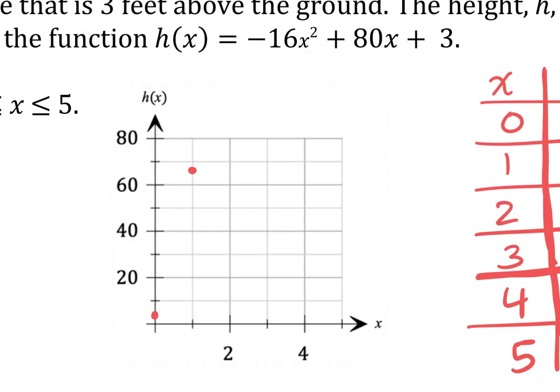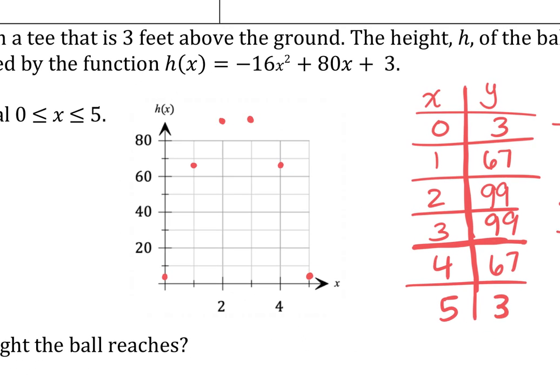Again, that 2 at 99, I'm just going to make it above 80 and estimate that. And then the 3 was 99 too. 4 was at 67, and 5 was back down at 3. So again, we don't know the vertex, but it's going to be somewhere up here. Yikes. So when I draw that parabola, it's going to go past the 99, but then come right back down and go like that.